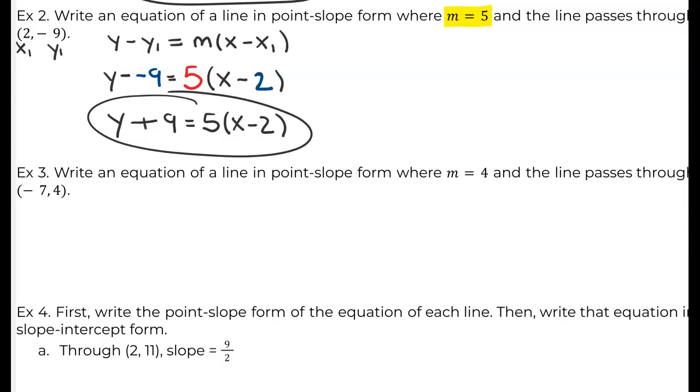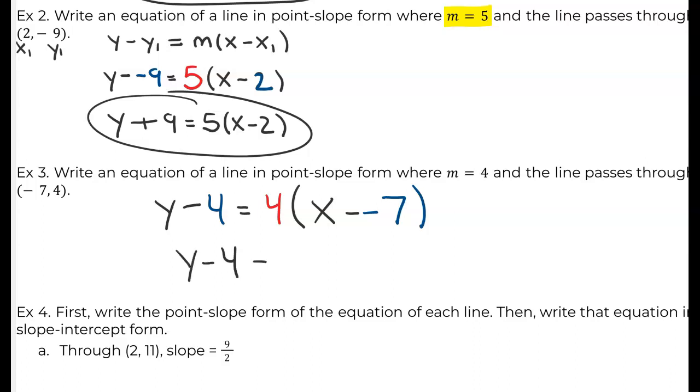What's different now is our x value is negative. So we have a negative 7. Our y value is positive. So it'll be y minus 4 here equal to, we have a slope of 4. And we have x minus, but here now we would have a negative 7. So now we're going to have a chunky plus inside the parentheses instead of next to our y. So you're right, y minus 4 is equal to 4x plus 7. Just that's changing.